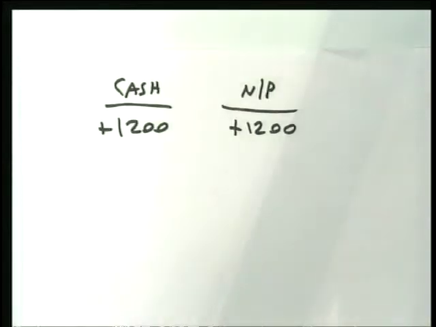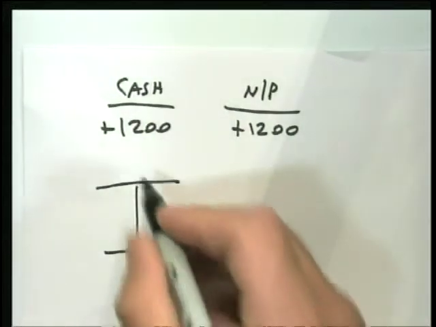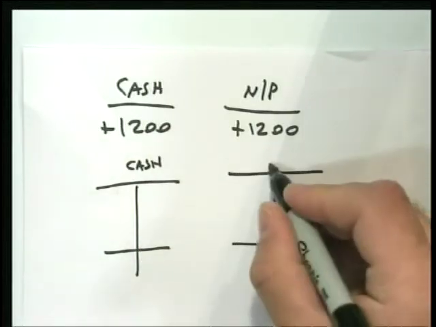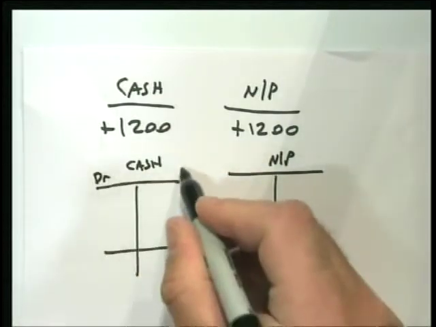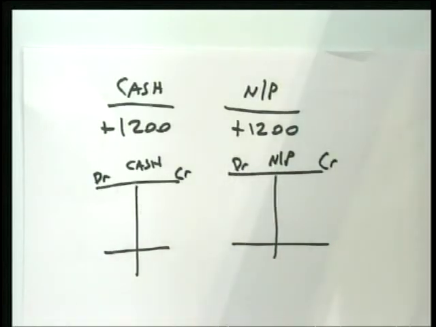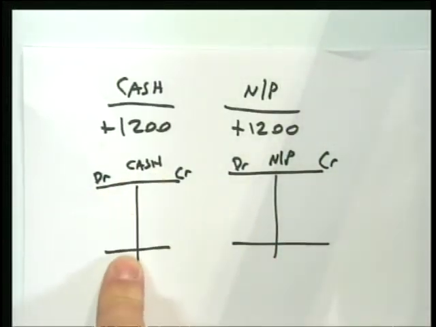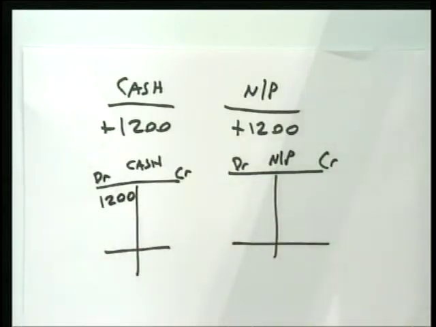Well, how would we show those in the T account? Well, we do a T account for cash, and we do a T account for notes payable. For both T accounts, the left side is the debit side, the right side is the credit side. And like I told you, for cash, increases are on the debit side. It is a debit balance account. Thus, I would put $1,200 here. I would debit that account for $1,200 to show that.